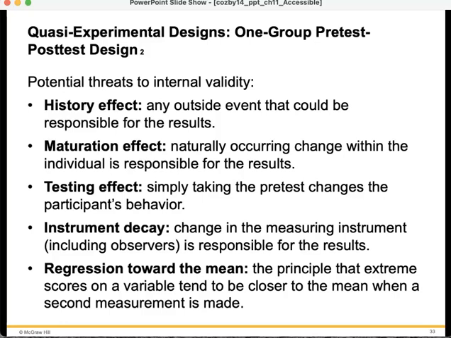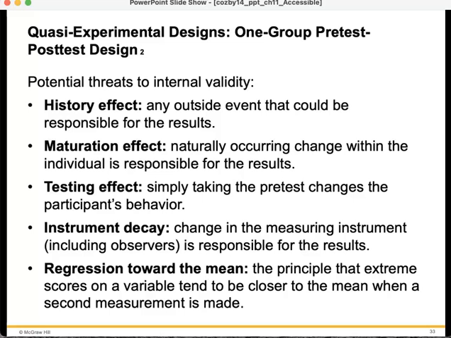So history refers to the events that occur between the first and second measurements, but it's not part of the manipulation. So any event that might happen is confounded with the manipulation. Suppose that a famous person dies of lung cancer during the time between the first and second measure. This event alone, and not the relaxation training, could be responsible for the reduction in smoking. History effects can be caused by virtually any confounding event that occurs at the same time as the experimental manipulation.